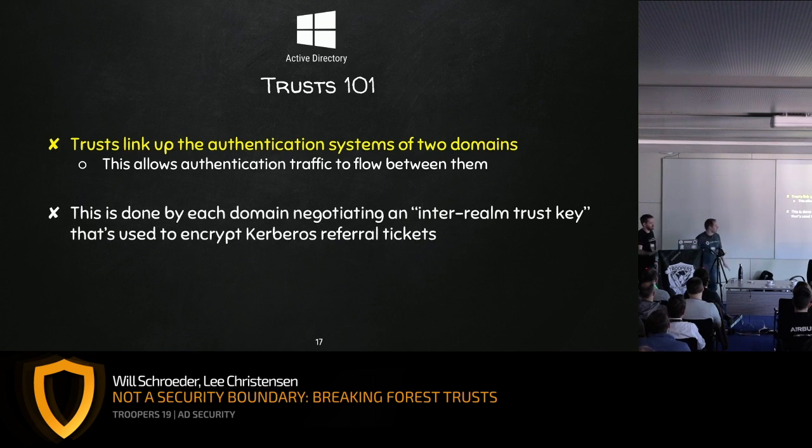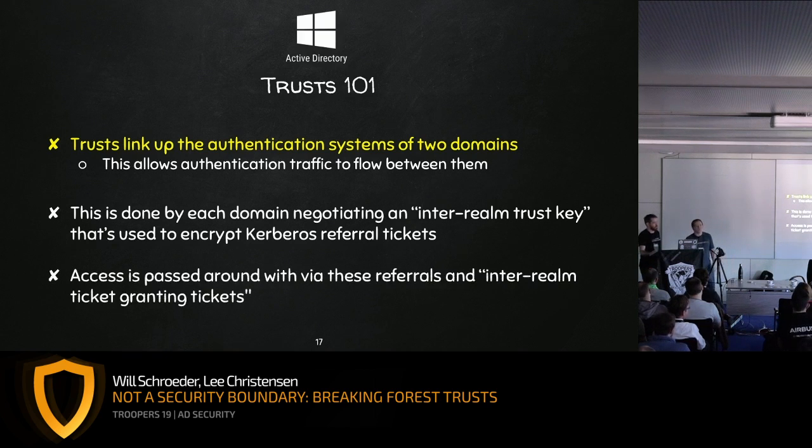How this works is, when a trust is set up, what gets created is called an inter-realm trust key. This is just an encryption key that's used to encrypt Kerberos referral tickets. So if I'm a user and I want to access a resource in another domain, during the Kerberos process, one of those tickets is encrypted using the inter-realm trust key that's created. There are these different referrals that go on when I'm accessing that other domain. Again, it's just that inter-realm trust key encrypts the inter-realm ticket granting ticket.